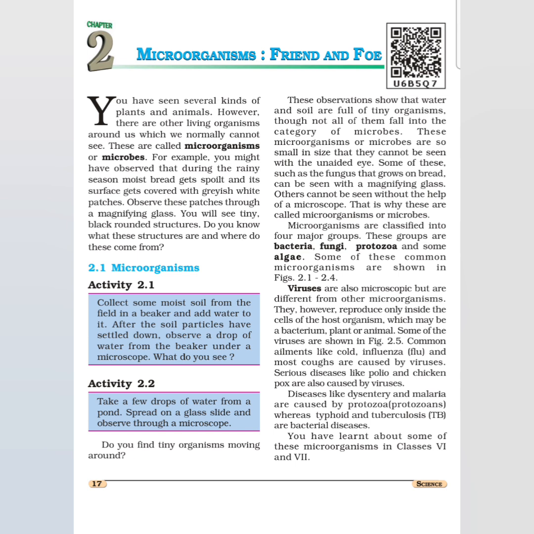Okay, and the second one is algae. Algae are green microorganisms. Some can even make their own food through photosynthesis, like plants. Third one is protozoa. These are mostly found in water. Some cause diseases like malaria and dysentery. And the fourth one is fungi. These grow on spoiled food, especially bread or fruits. Some fungi are used to make medicines too.